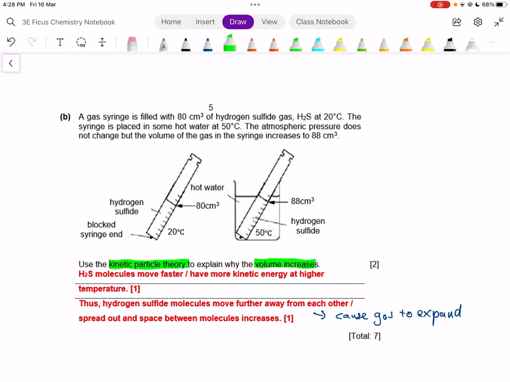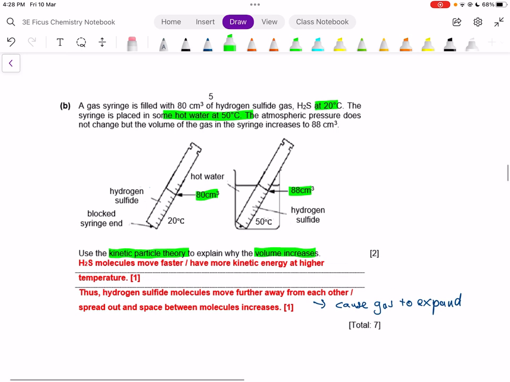Inside here the gas is at 20 degrees Celsius initially, then placed in hot water that is 50 degrees Celsius, and then you see the volume increase. So for this one you must talk about the spacing between the molecules.